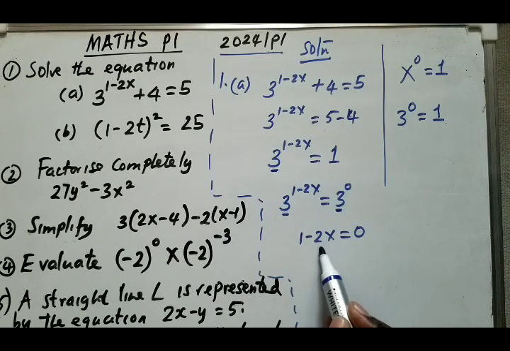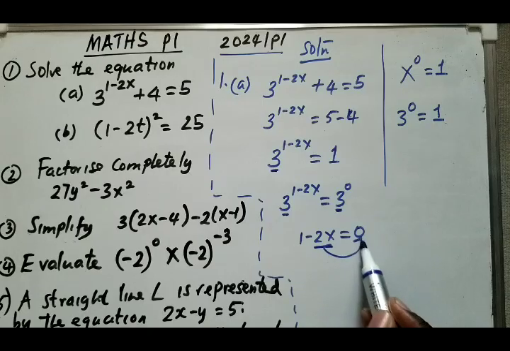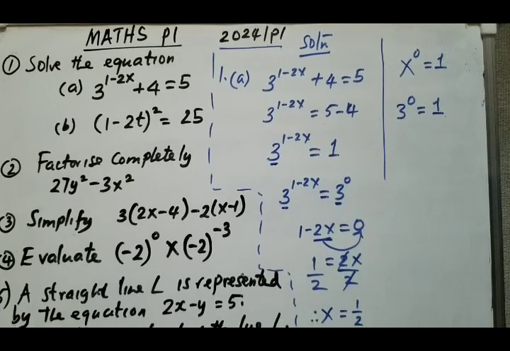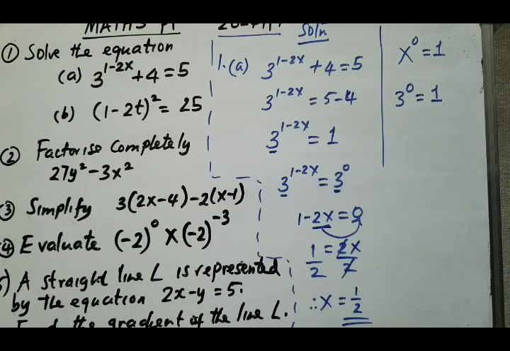I can take this negative 2x to the other side. When I take it that side, it will become positive 2x. To find x, I'll divide; what I do this side, I'll do the other side, meaning that x is equal to 1 over 2. And that's what you needed to do. Remember, no calculator was needed.